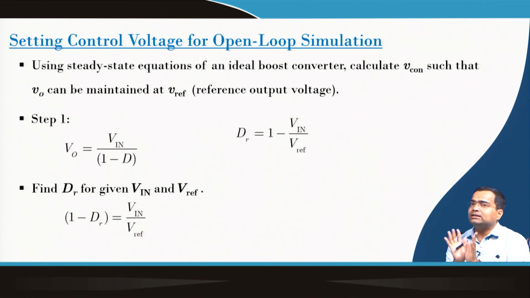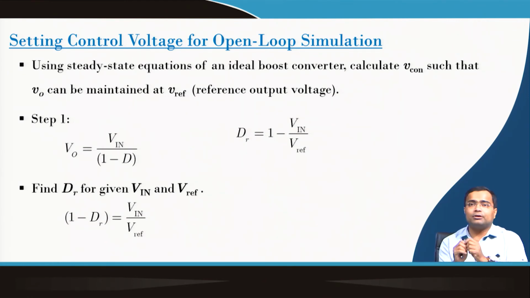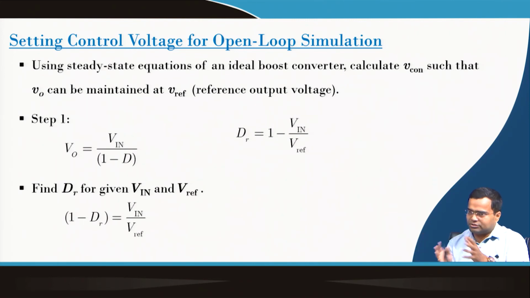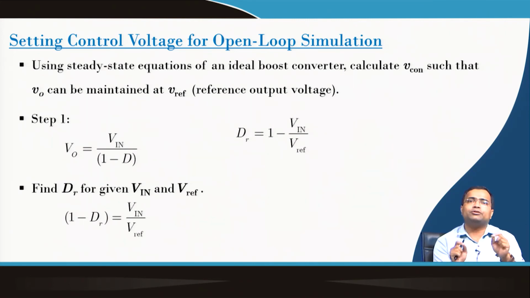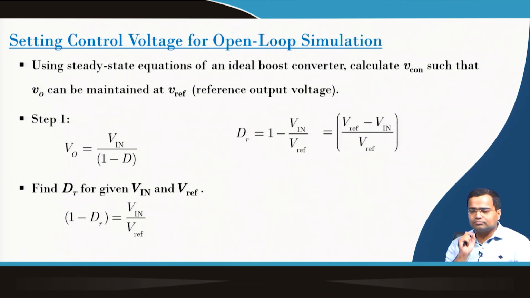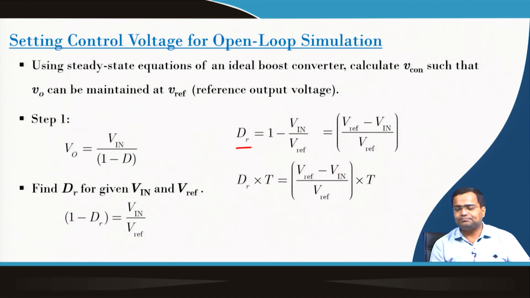But remember, all this we are doing for an ideal boost converter. This will not work for a practical boost, because there will be parasitic drop and you will get errors in the computation, because that drop is also not fixed. It depends on the current passing through that resistance, and it also depends on load condition and other conditions. So, you can get this Dr simply by Vref minus V in by Vref.